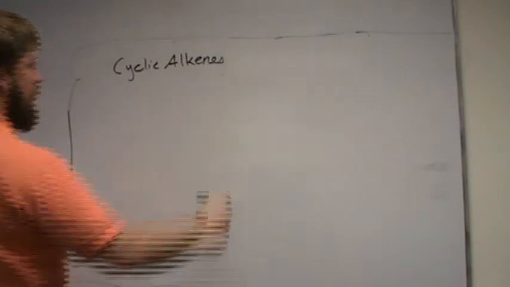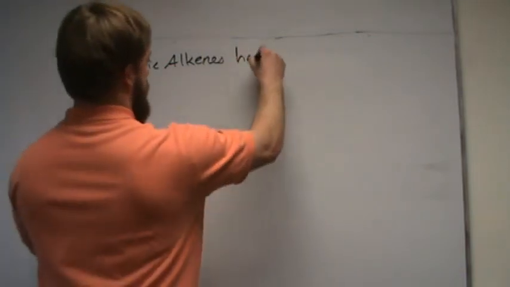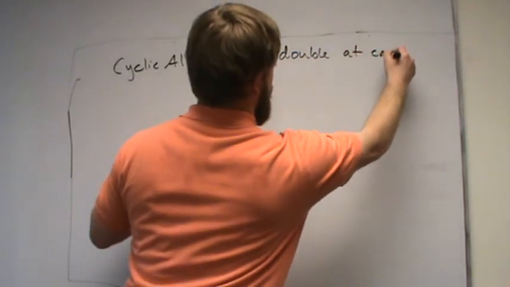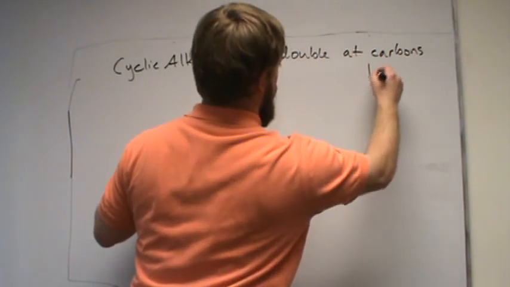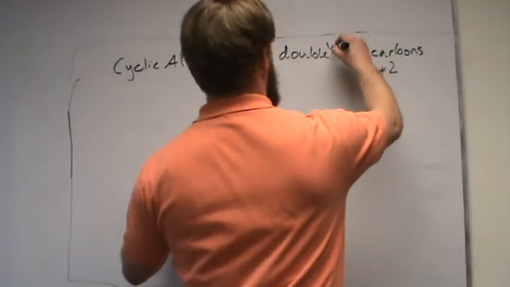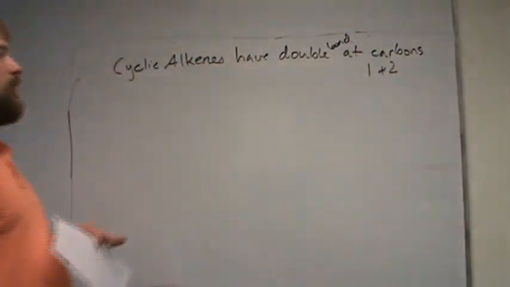Okay, let's move to cyclic alkenes now. Cyclic alkenes always have the double bond at carbons 1 and 2. Okay, cyclic alkenes have the double bond at carbons 1 and 2.